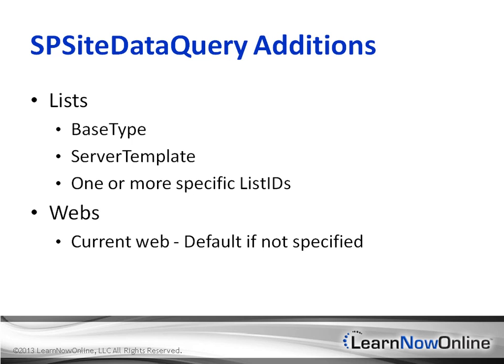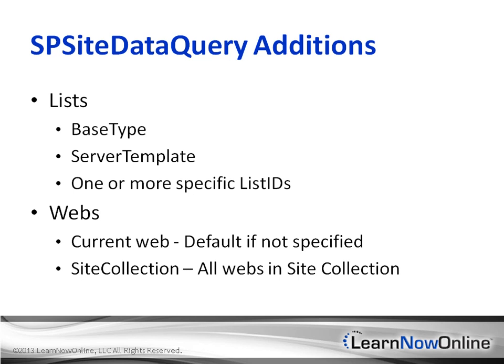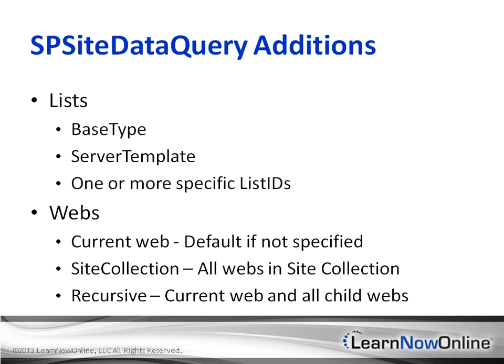If you don't specify what you want for the Webs property, it's just going to use the current web. If you specify site collection, then it's going to use all the webs in the site collection. And this one I think is pretty important. If you know where the content lives in the hierarchy of the sites in your site collection, you could start at a particular web and just make it recurse all the way down through the child webs. So right now we're going to look at creating a CAML query inside of Visual Studio.